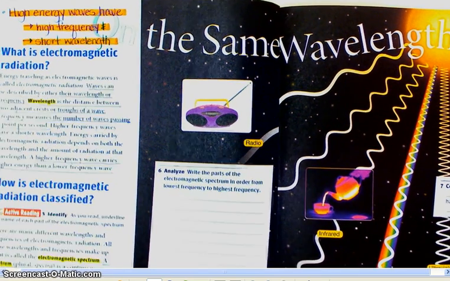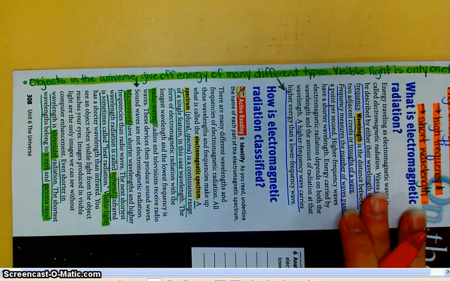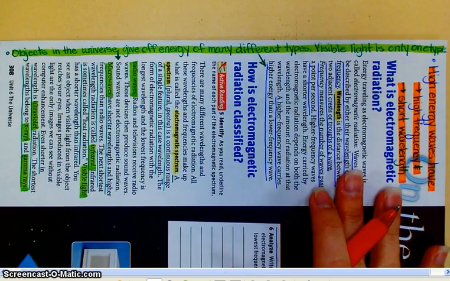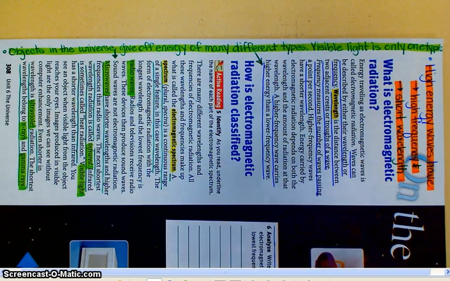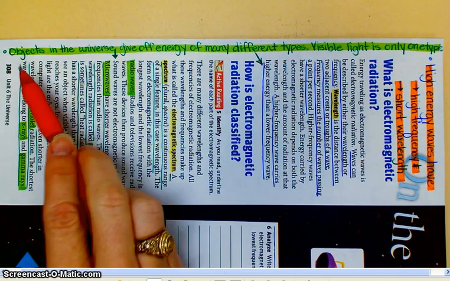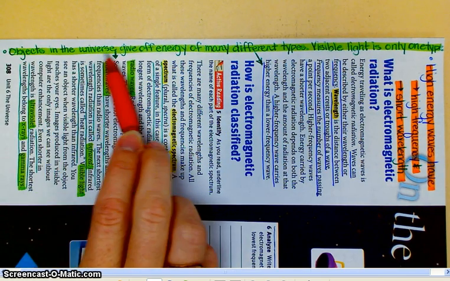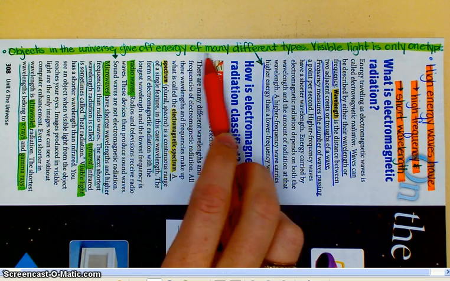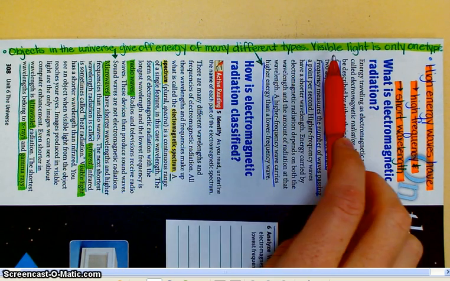Okay? All right, so I'm going to have you turn your paper, and I would like you to write this. I found a space to write it on the side. Objects in the universe give off energy in many different types, and visible light is only one type.